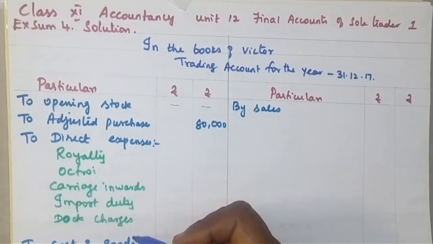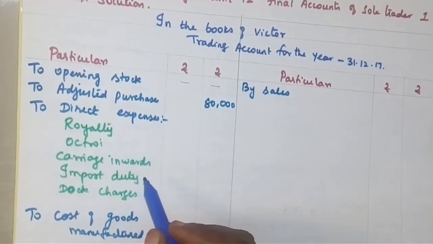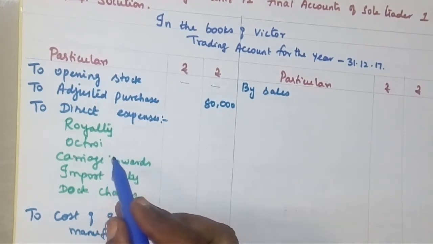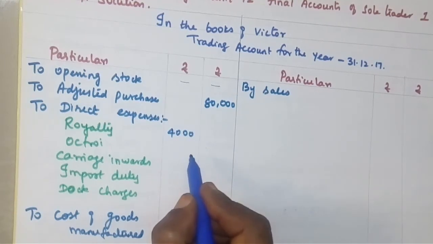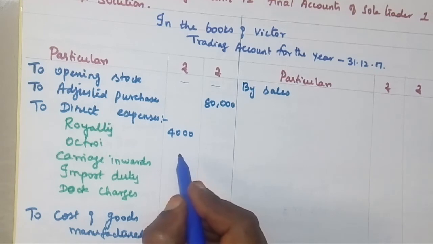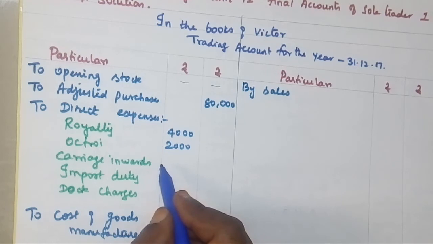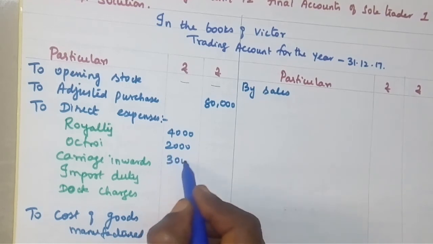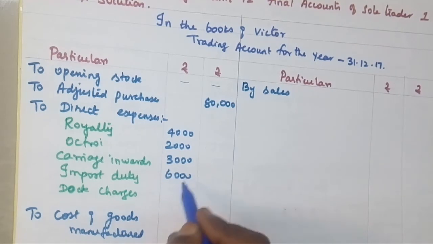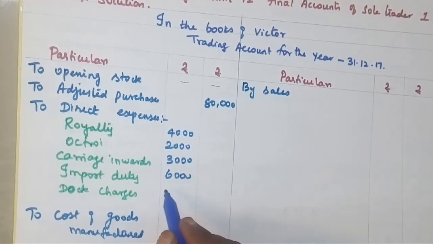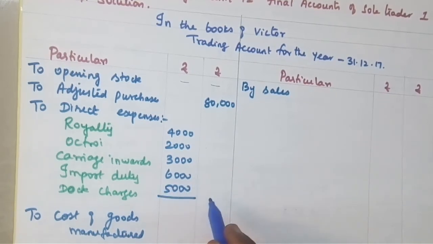Next, to direct expenses. இந்த சம்ல என்னெல்லாம் direct expenses கொடுத்திருக்கானோ அதை மட்டும் நான் எழுதியிருக்கேன். Okay, royalty on purchase of goods rupees 4,000, எல்லாம் inner columnல எழுதி add பண்ணி we will put it in the outer column. Next, octroi on purchase of goods 2,000, and then carriage inwards rupees 3,000, and then import duty on purchase of goods 6,000, then dock charges on purchase 5,000. Okay, so we will add it and put it in the outer column.